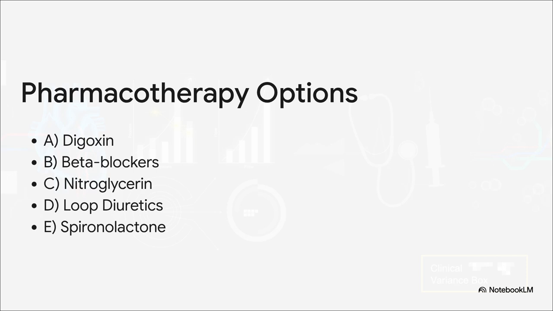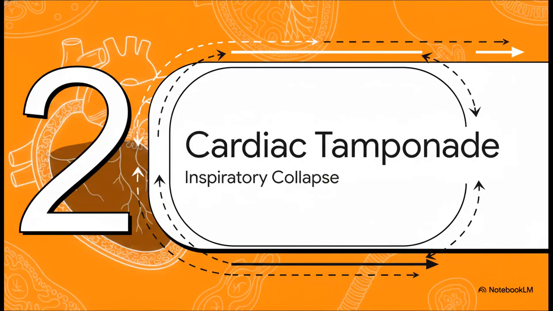But what about the noise? Option A, digoxin, is a positive inotrope. Increasing contractility here will actually worsen the dynamic outflow tract obstruction. Options C and D, nitroglycerin and loop diuretics, are preload-reducing agents. They will shrink the ventricle and literally trigger cardiovascular collapse in this patient. And option E, spironolactone? It's an aldosterone antagonist with absolutely no immediate role in the acute hemodynamic management of dynamic outflow obstruction. Moving right along to Module 2, tamponade and inspiratory hemodynamic collapse.